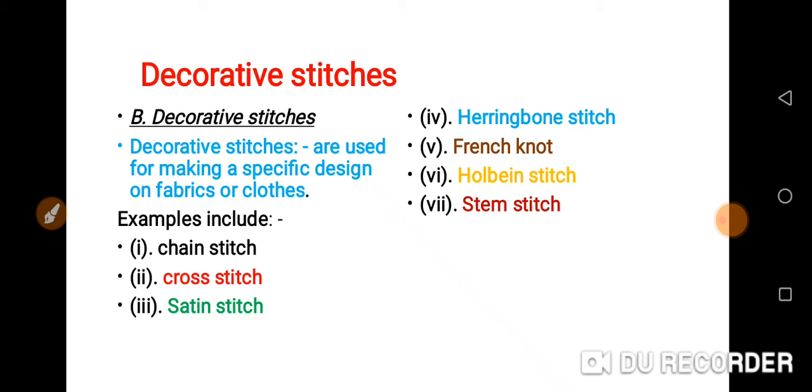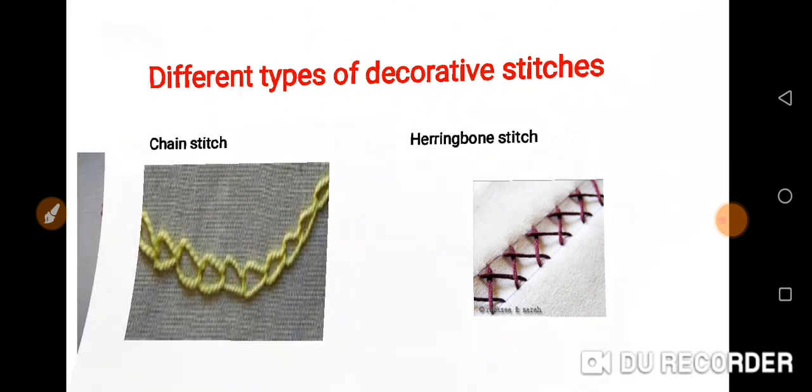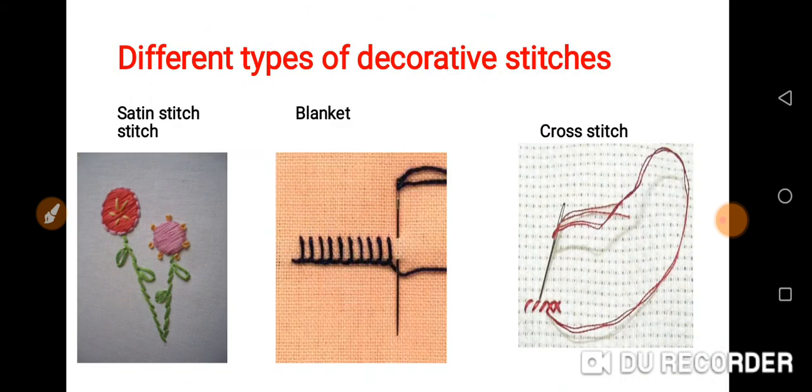These decorative stitches are designed on clothes. You can see the examples on the screen. This is chain stitch, as you can see on the screen. This is herringbone stitch. When we are doing the practical aspects, you will learn more on how to do all this. This is satin stitch. This is blanket stitch. This is cross stitch.